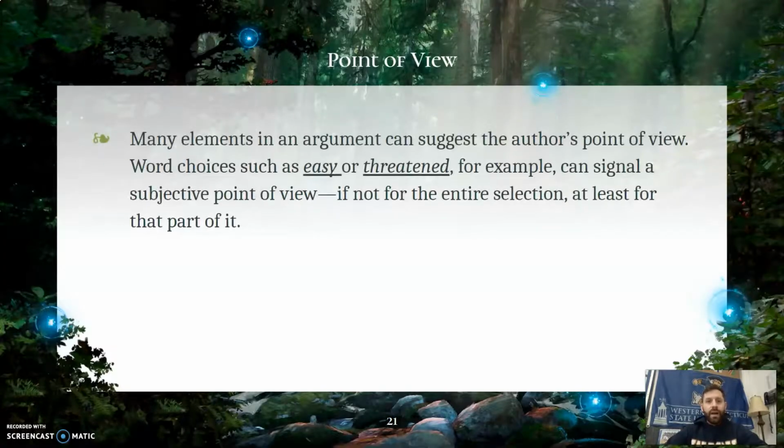So to summarize, many elements in an argument can suggest the author's point of view. Word choices such as easy or threatened, for example, can signal a subjective point of view, if not for the entire selection, at least for that part of it. So again, as you're reading, focus on which words or phrases show that subjective point of view, where it's the author's opinion.